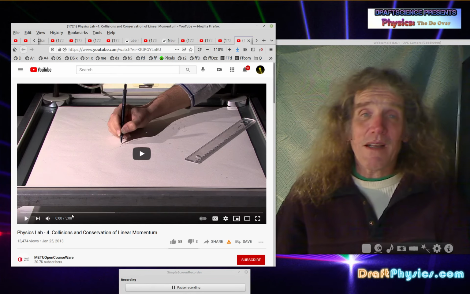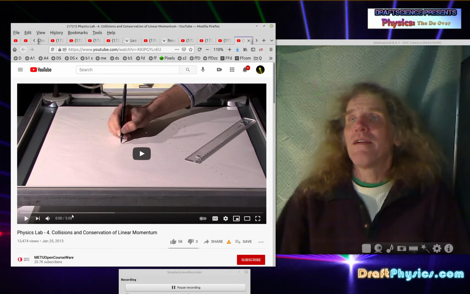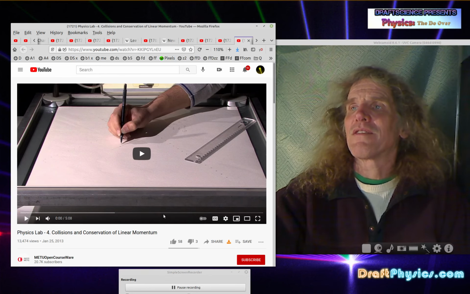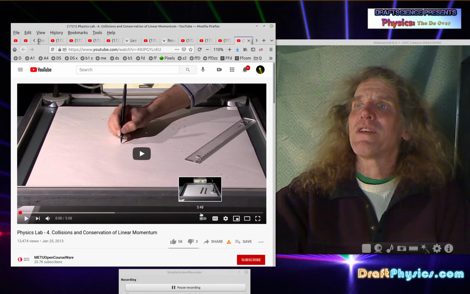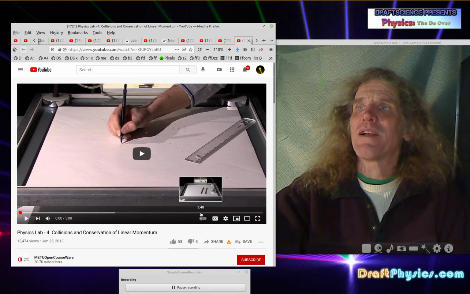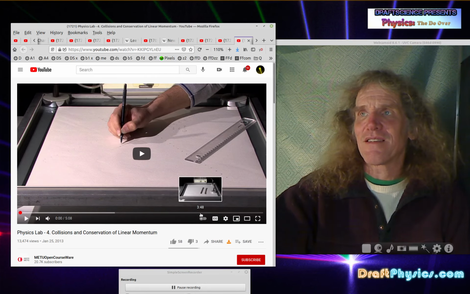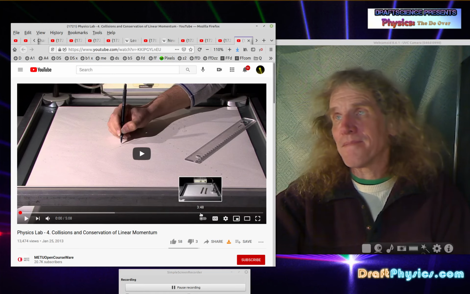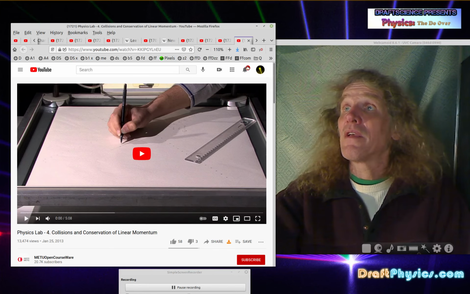But they're really just momentum equations. 1/2 mv squared isn't used in these simple momentum experiments. So what we need is the experiment that uses the momentum and kinetic energy formulas at the same time. That's the one we need, and that's the one they don't make, unfortunately.